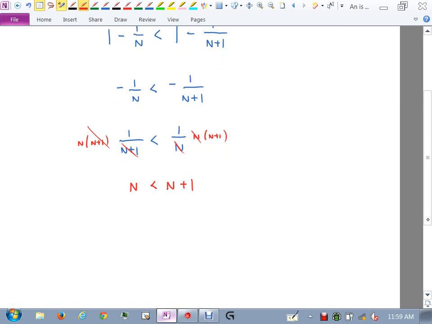Are you pretty convinced yet that this is going to hold up? Yeah. n should be less than n plus 1, but you could even subtract n on both sides, and you get what? 0 is less than 1? And that is always true. Therefore, our assumption that a sub n was less than a sub n plus 1 holds.